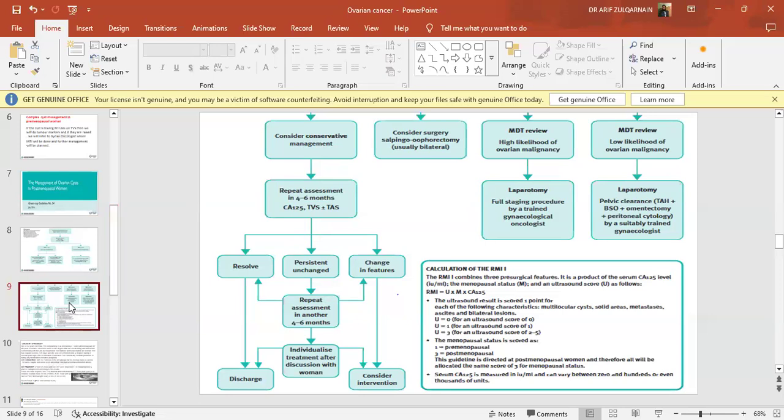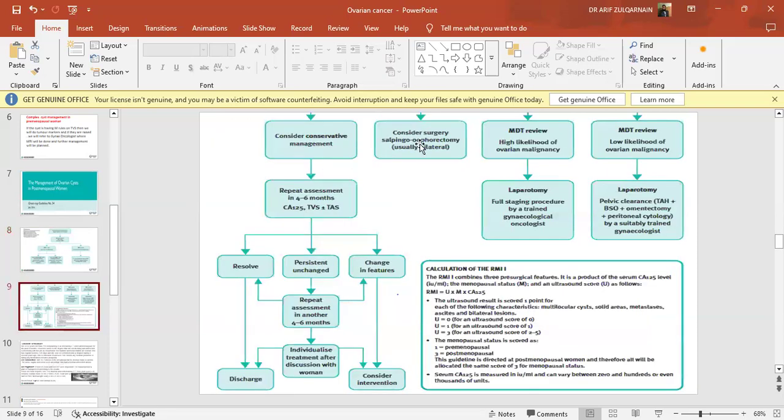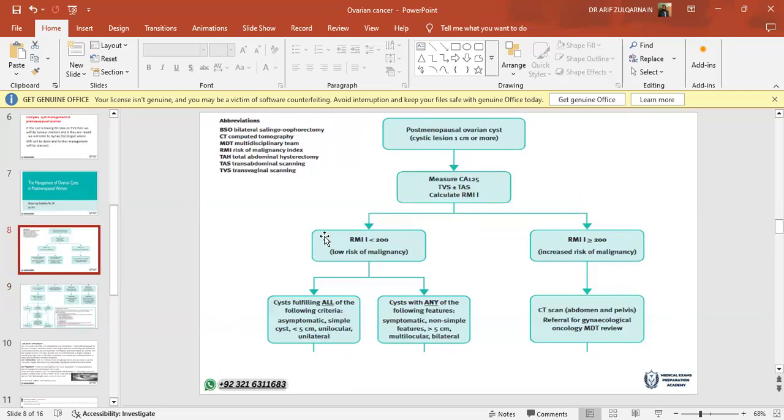And the second block of this flow sheet is that if the cyst has any of the following features, that is, if the patient is symptomatic, the cyst is non-simple, the size is more than 5 centimeter, and it is multilocular and bilateral, then what will we do? We will consider surgery, that is salpingo-oophorectomy, usually bilateral. Okay, we will not do a hysterectomy, only salpingo-oophorectomy, that is bilateral.